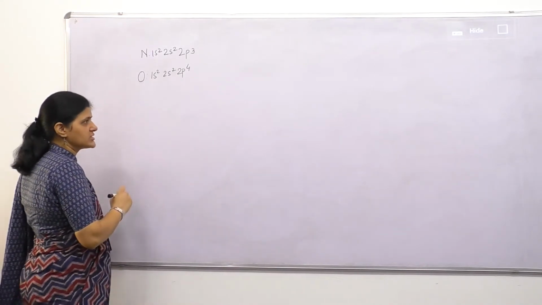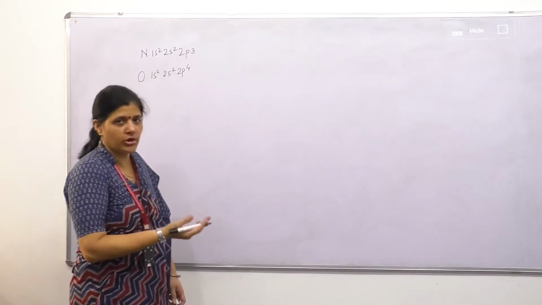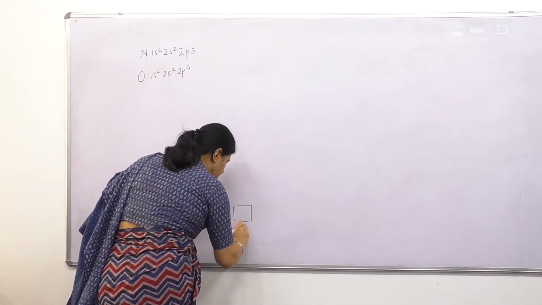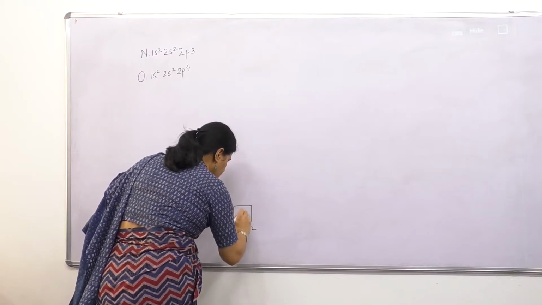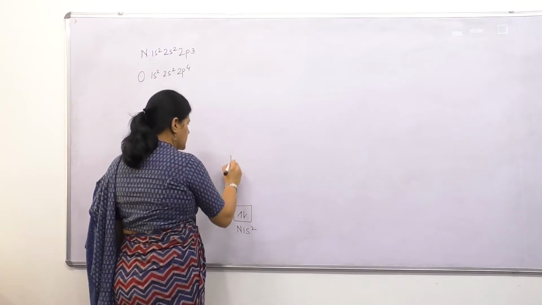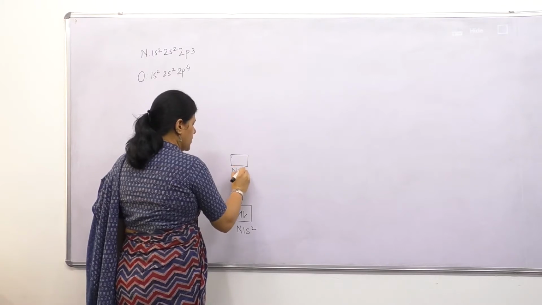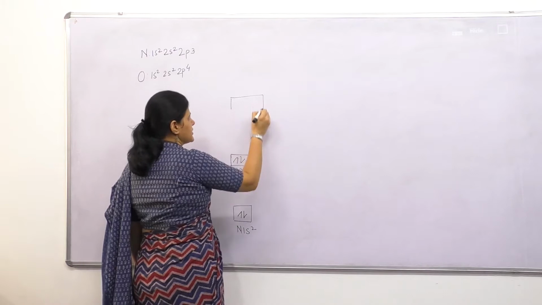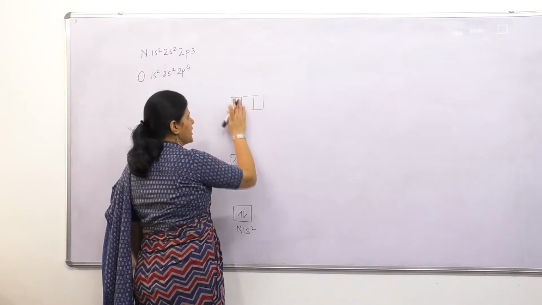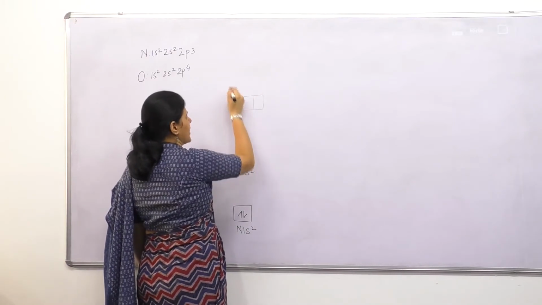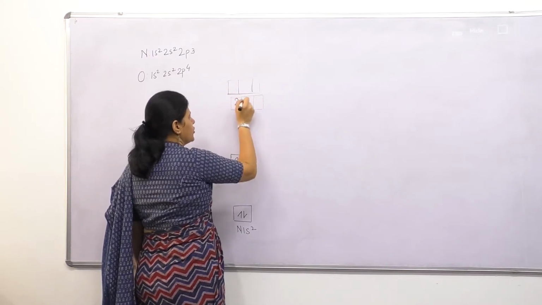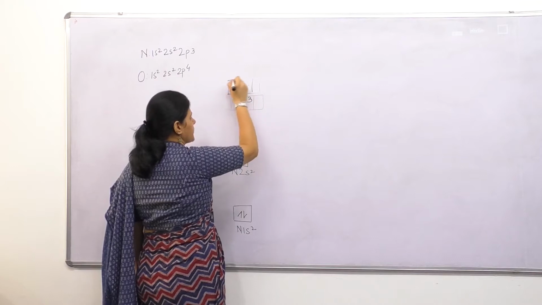Now first we will start making the molecule. First this is nitrogen 1s2. This is nitrogen atom 2s2. This is nitrogen atom, I'll write it at some higher energy, nitrogen atom 2p3.